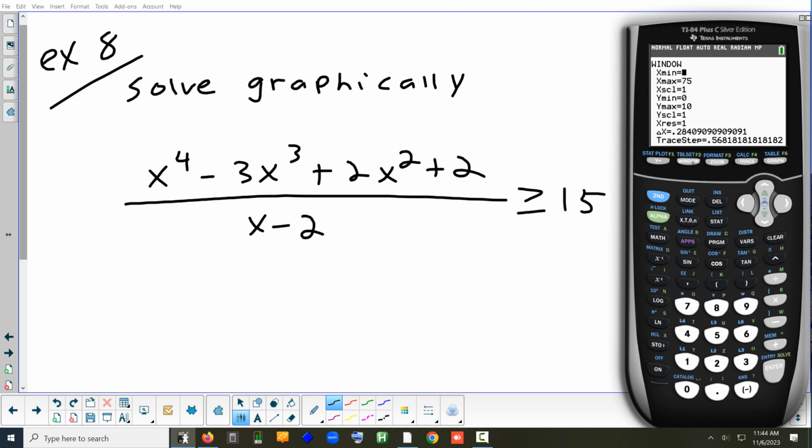All right, I'm going to fix my window because it's still set to when I did the car problem. I'm going to start with a standard window, except for the y max. I know I need to go to at least 15. What would be a good y max? Positive 30. Yeah, I'd say anywhere above 15. You could go to 30. That's probably okay. And we're going to look for where the curve is above the horizontal line.